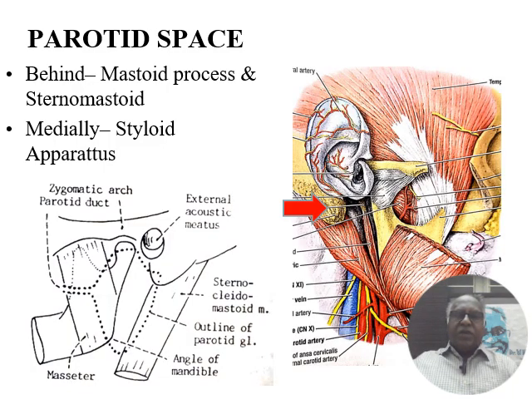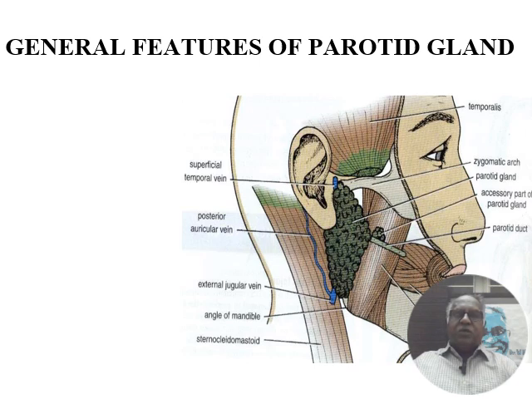Behind the parotid space are the mastoid process and the sternomastoid muscle. Medially, the styloid apparatus is present. We'll come to the general features of the parotid gland.